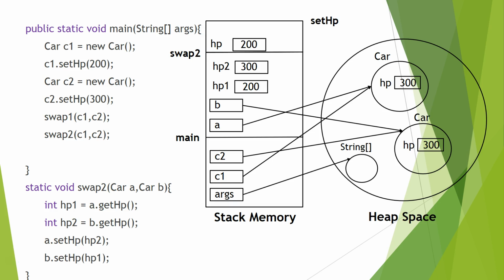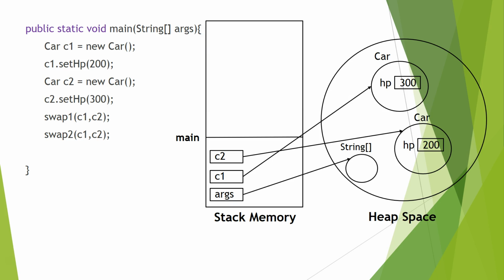And when called the next statement b.setHP, taking the value of hp1 as an argument, the setHP method is added to the stack allocating its local integer variable hp with value 200. And when the method is executed, it updates the hp attribute of the char object referenced by b from 300 to 200. And after finishing execution of the method setHP, it is removed from the stack. And now we have also finished the execution of the method swap2, so it will be removed from the stack, letting the stack contain only the main method.